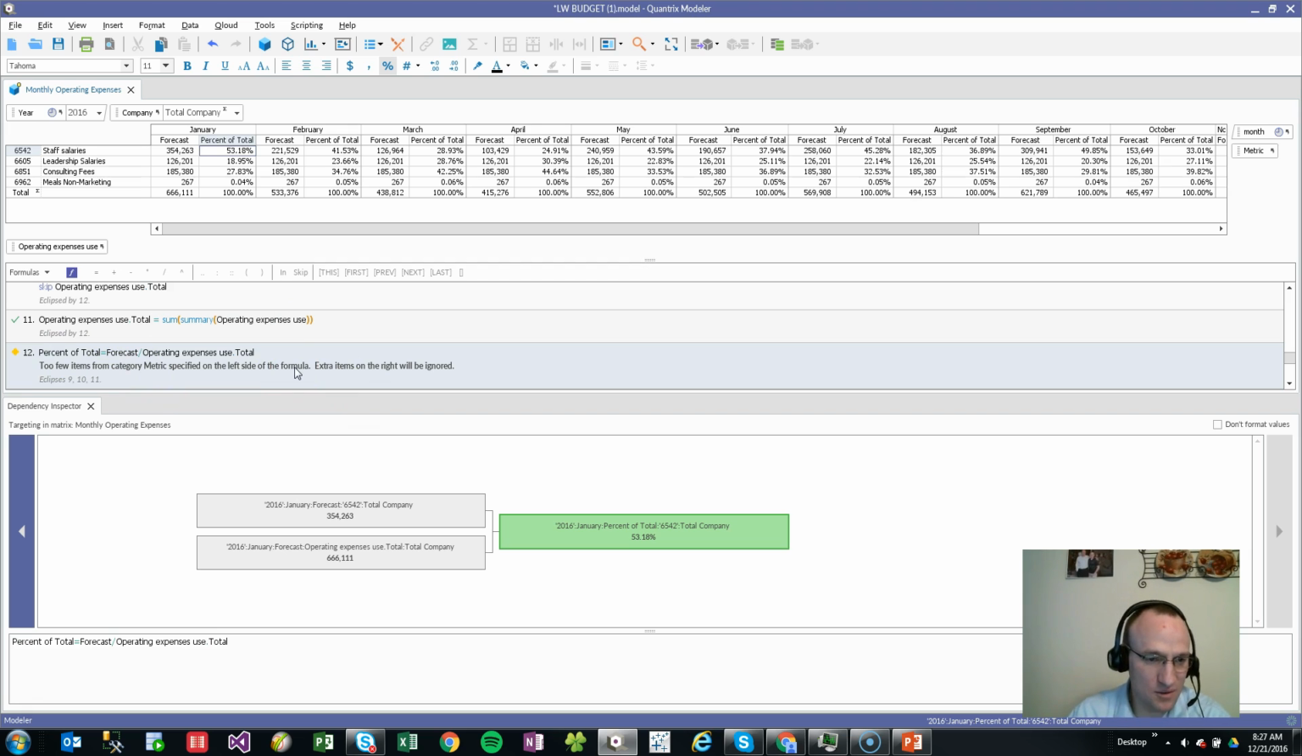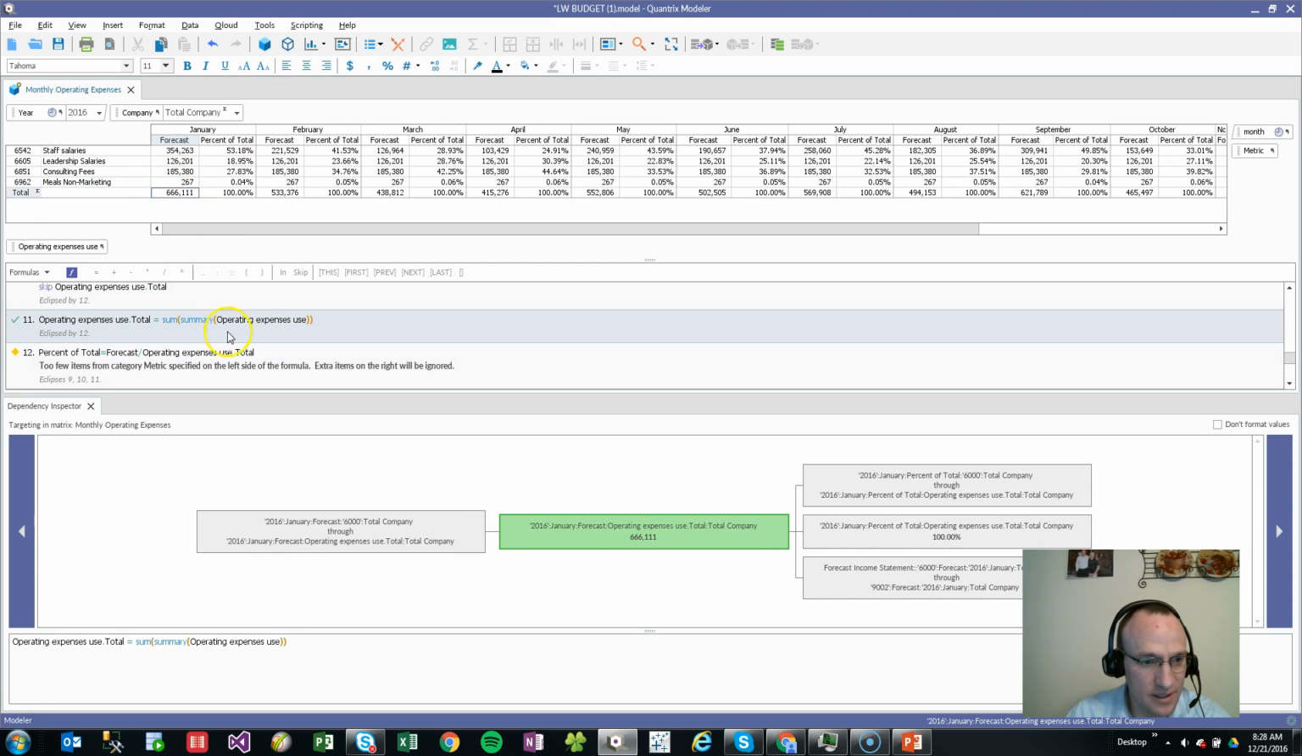Well, I have to think about it a little bit longer, and I have to realize that what I'm telling it to do is take the forecast category, or the forecast item here, which is 354 or 126, and so on and so forth, and divide it by the operating expense use total, which is right here. That's what I'm telling it to do, to divide it by this right here. I'm not telling it to divide it by the forecast right here.